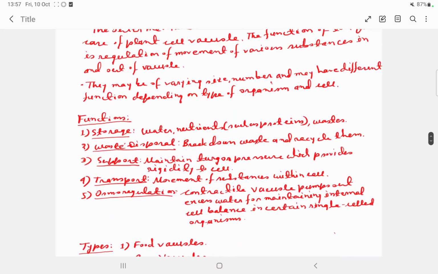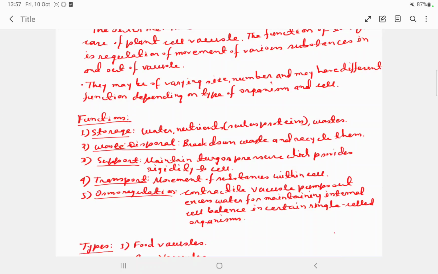They perform various functions like storage. Vacuoles basically store water and nutrients like proteins, waste, etc. They help in waste disposal. They may break down the waste products and also recycle them.